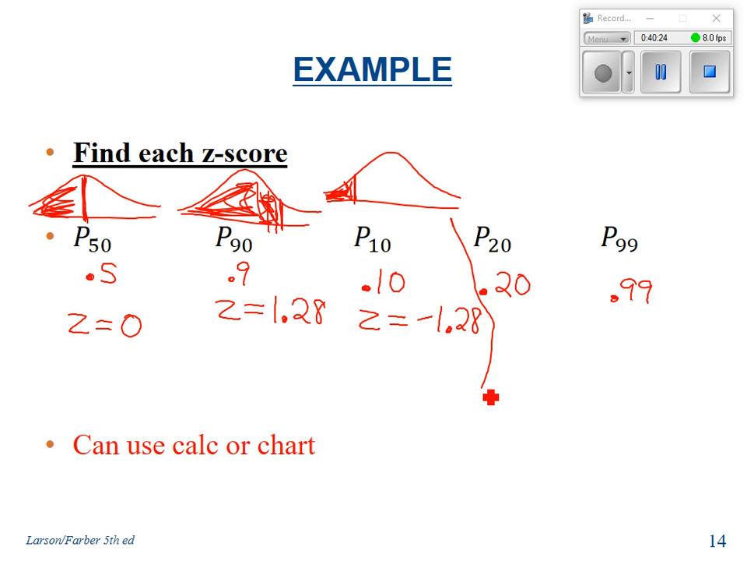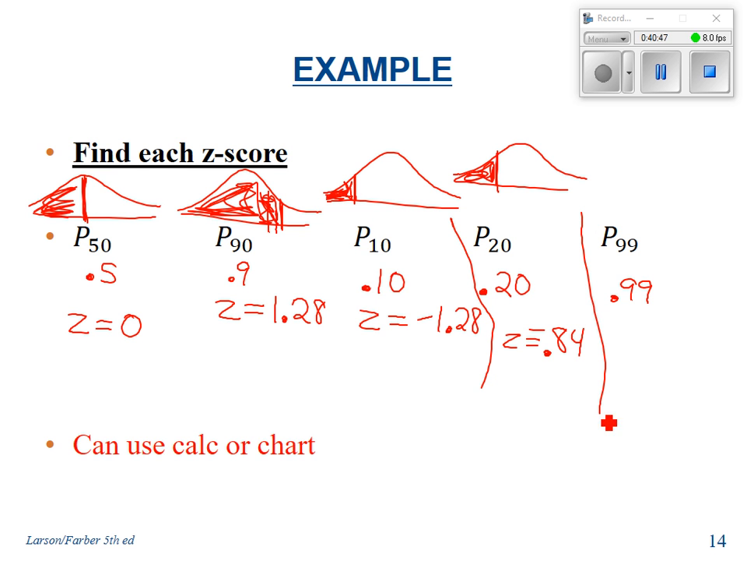0.20. Same idea. If you're looking at this, 0.20, maybe here somewhere. Draw those each time for all this stuff. Just draw a little graph and look at it. What's it come out to? 0.84, or negative 0.84. Negative 0.84.